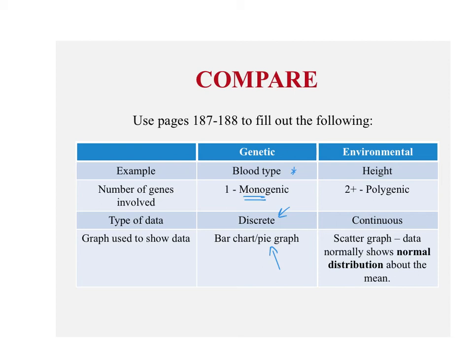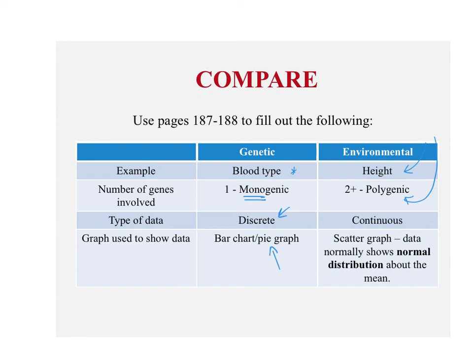Okay, conversely, for environmental, gone for height, which is a little bit of an iffy one, I know, because there's lots of different factors involved in them. And therefore, we say that it's a polygenic trait. There's more than one gene controlling them.